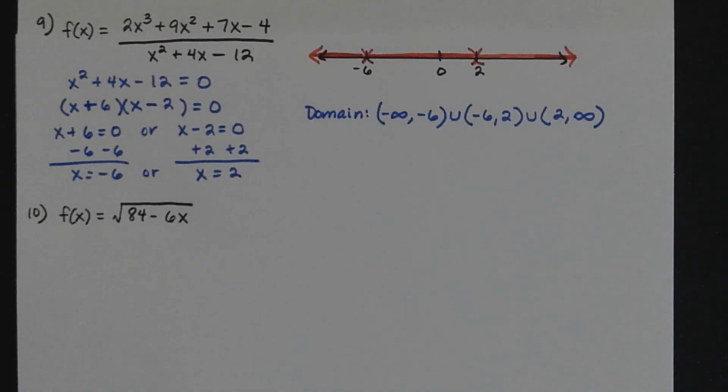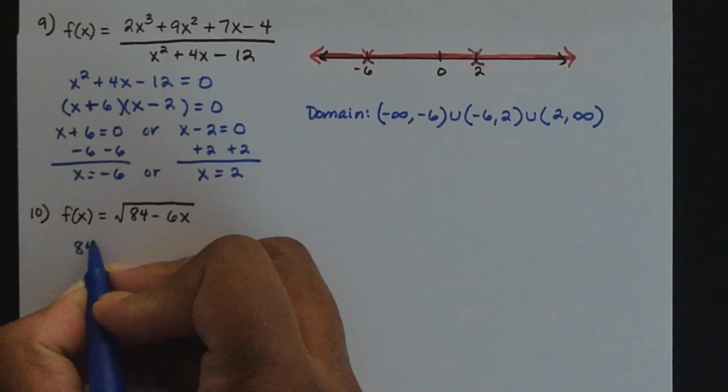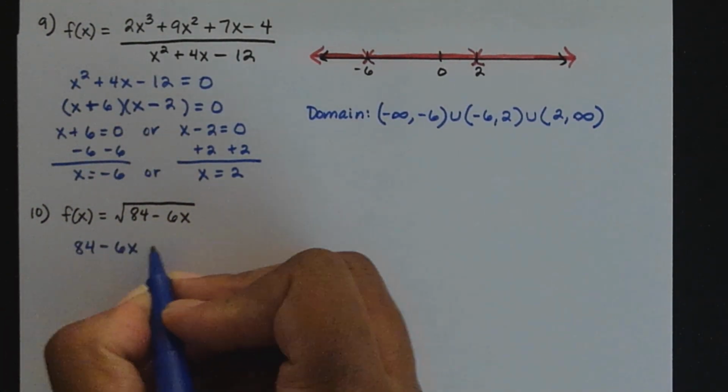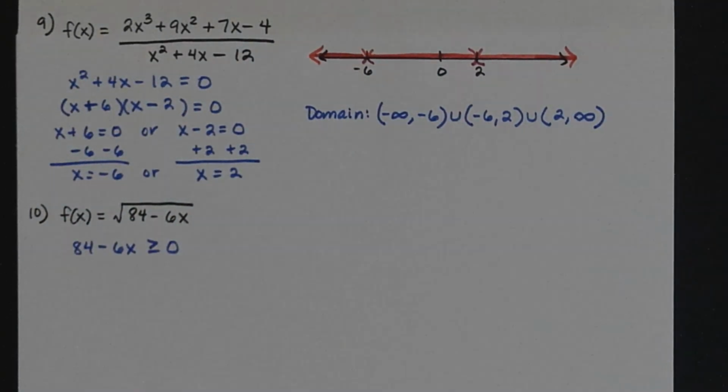Now, in this case here, we have a square root function. That means I need to find out what values of x would give me a square root of a positive number, or 0. So I take that 84 minus 6x, which is underneath the radical, set it to be greater than or equal to 0, because only numbers that are positive or 0 would satisfy that square root function.